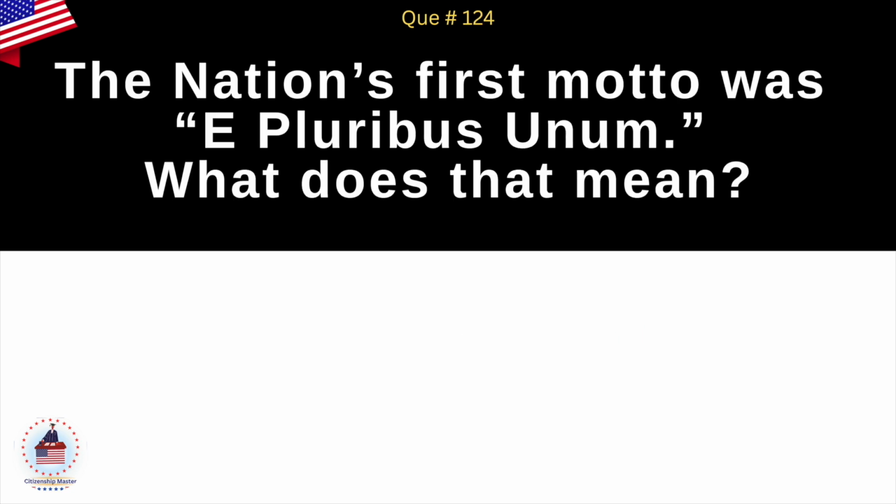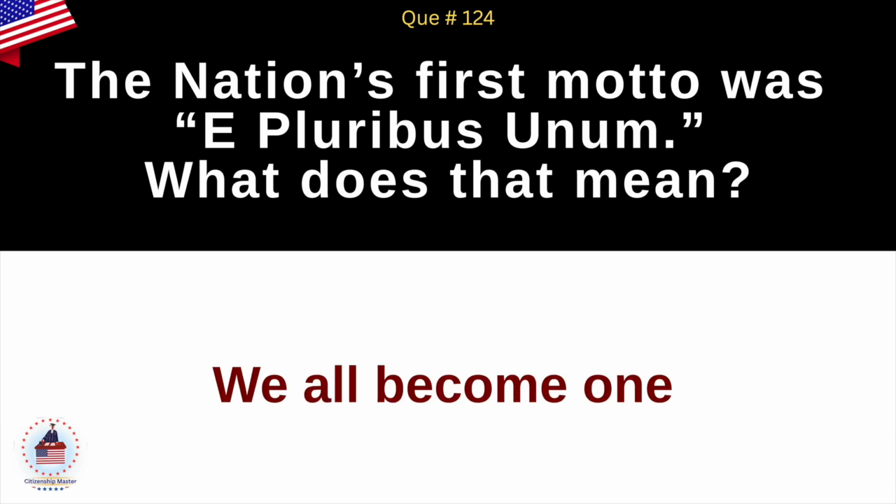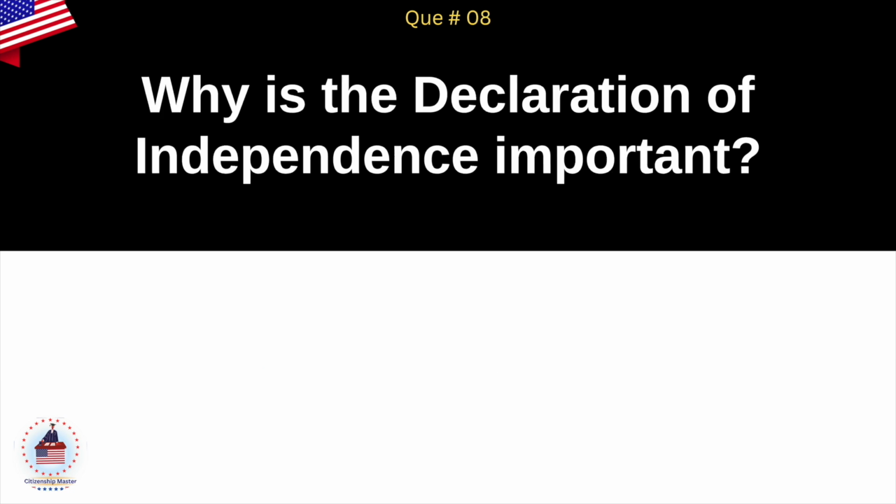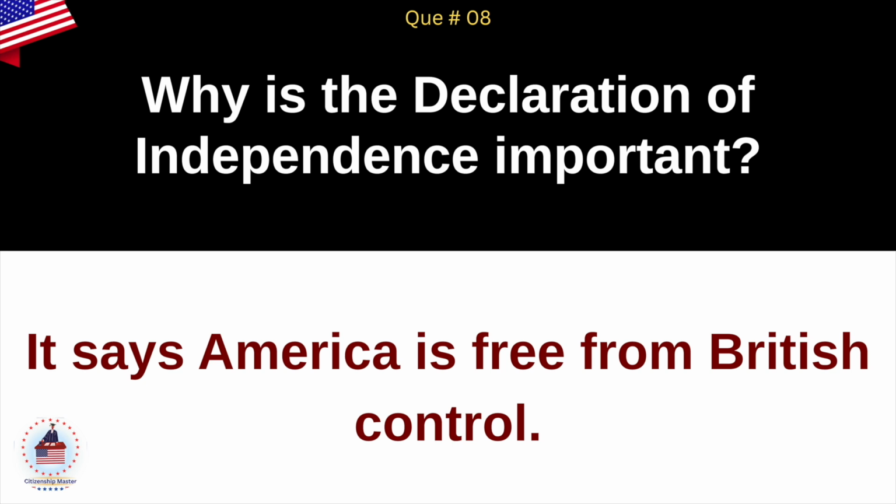The nation's first motto was, E pluribus unum. What does that mean? We all become one. Why is the Declaration of Independence important? It says America is free from British control.